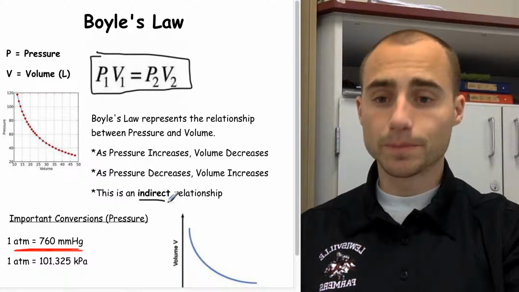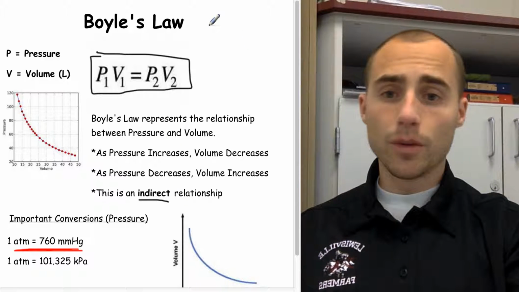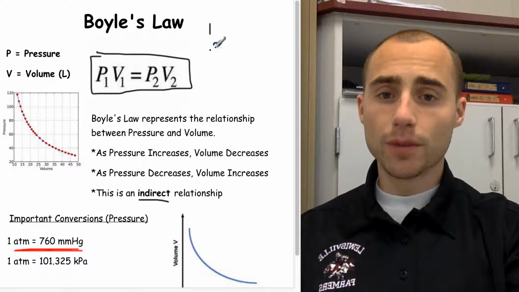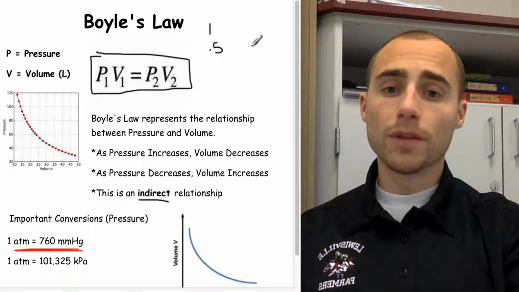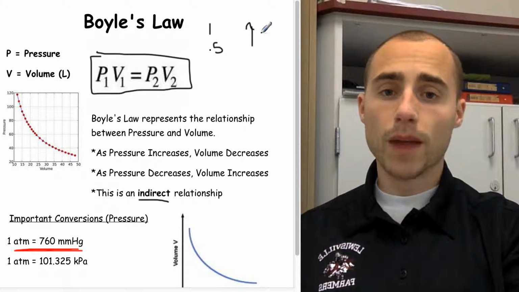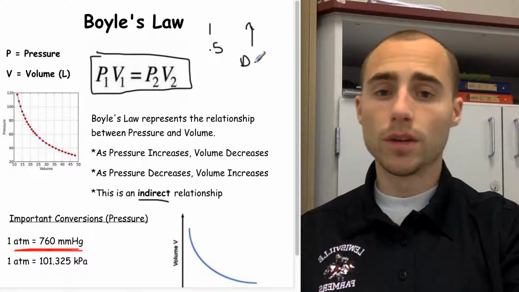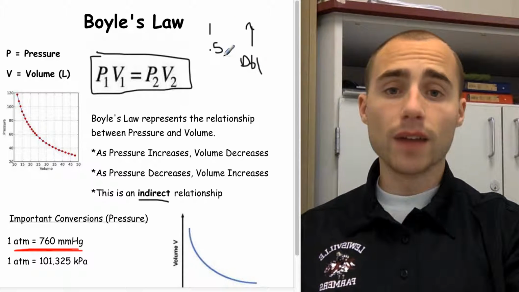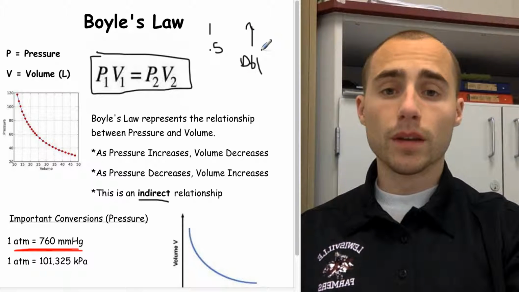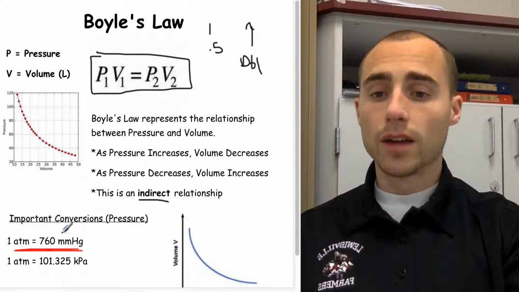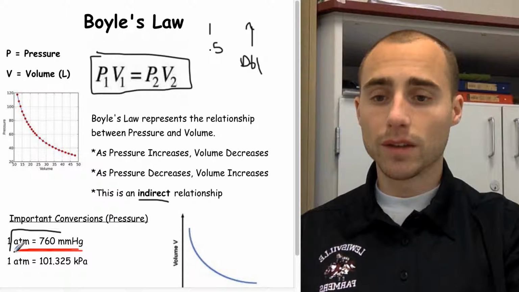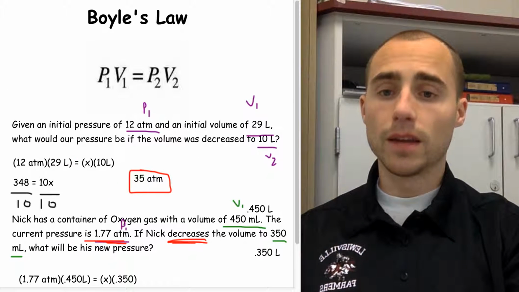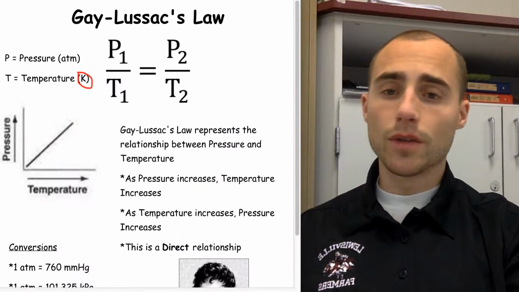Indirect relationship: if pressure was 1 and then we traveled somewhere to where it was 0.5, so the pressure decreased by half, that would mean the volume would increase by half, or it would double. So the volume would double. Just put "dbl." So if you went from 1 down to 0.5, then the volume would end up doubling if you did that with the pressure. Conversions, just remember, you divide by 760 to convert from millimeters mercury into ATM. Boyle's law, again, this is all very straightforward.